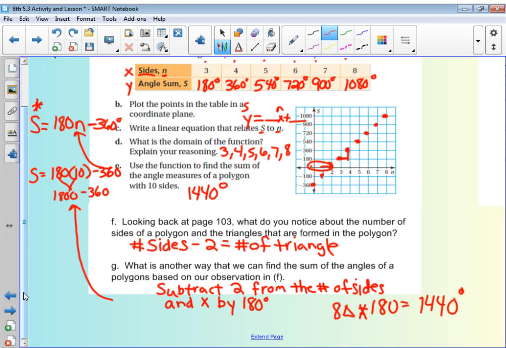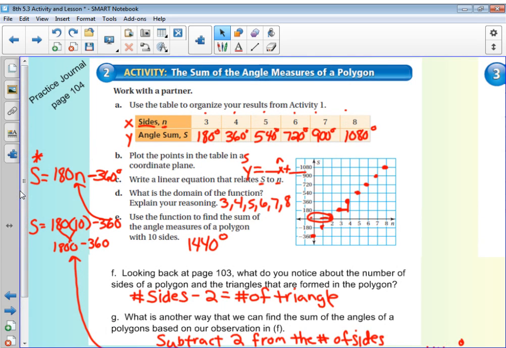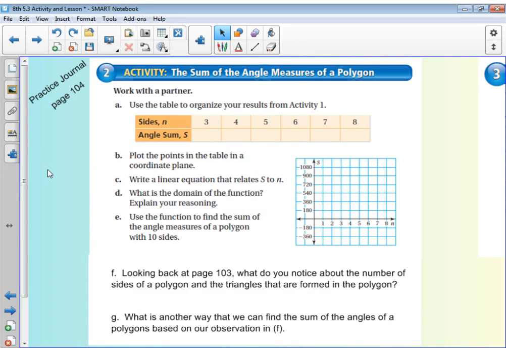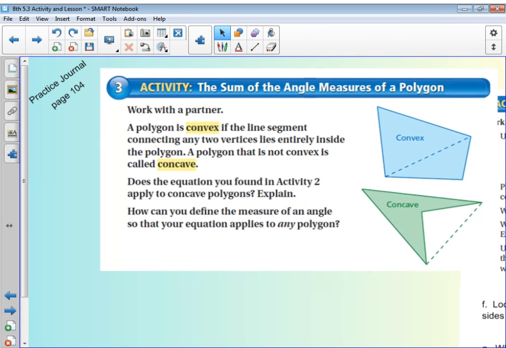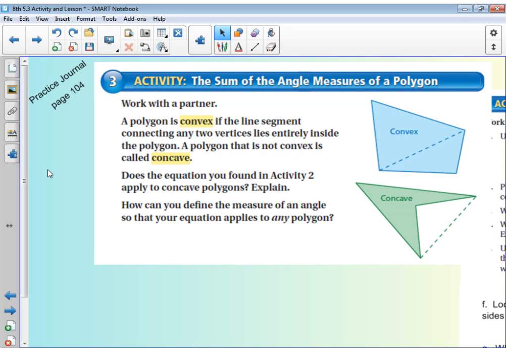And that's probably an easier method if you can understand that concept, because sometimes you're going to work with polygons that have kind of a unique shape, and it's hard to connect all of the vertices to each other, or there's so many that they're hard to connect. Okay, so let's go ahead and do activity 3. So let me clear this ink. Activity 3 is actually on your page 105. Here it says work with a partner, which we're just going to go ahead and do this together.